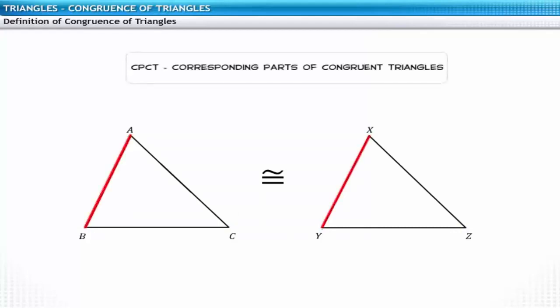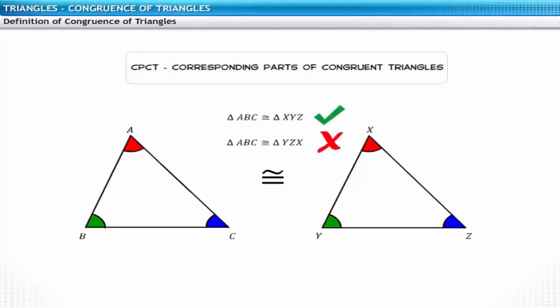For any two congruent triangles, the corresponding parts are equal, and it is termed as the corresponding parts of a congruent triangle, or CPCT. Based on the above discussion, we conclude that triangle ABC is congruent to triangle XYZ. But triangle ABC is not congruent to triangle YZX.